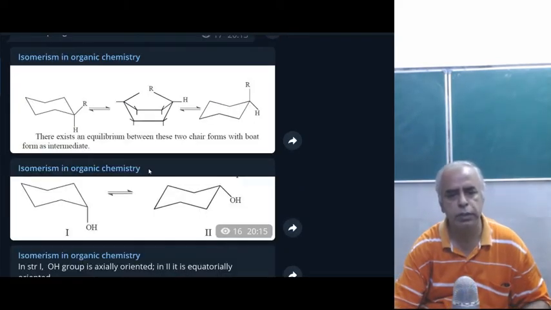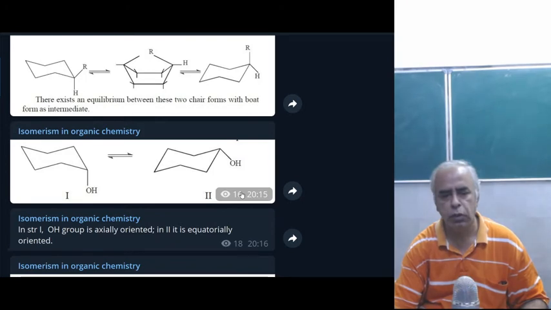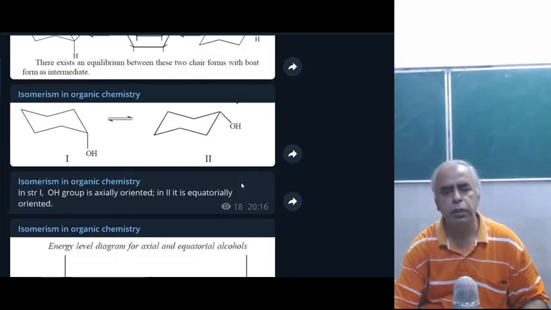So there is always an interconversion. What do you call this one? This is cyclohexanol. And what type of cyclohexanol? Here it is pointing downward, whereas its position is changed here. Are you able to see this? So the orientation should also be taken into account.